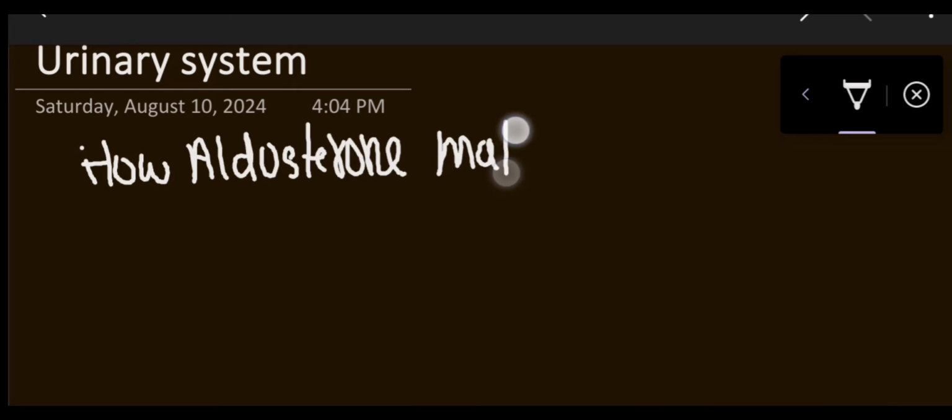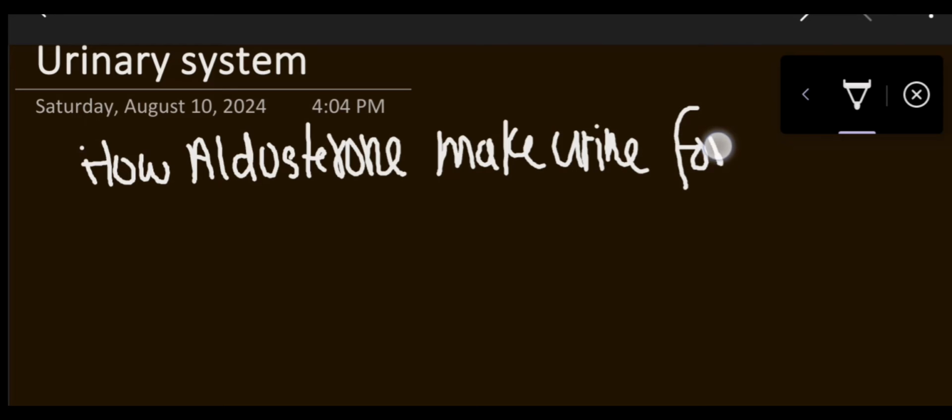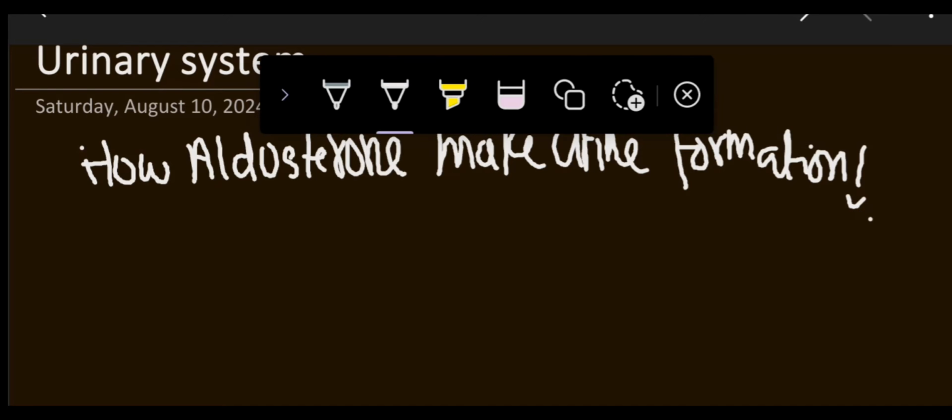Okay, so now we are going to discuss another question that arises here. How does aldosterone basically make urine formation lower?